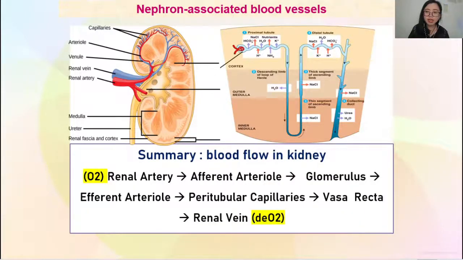Okay, so just a quick summary. This is how blood will flow in your kidney. You're going to start from the renal artery, and those will branch out into all the smaller arteries and into the efferent arteriole.